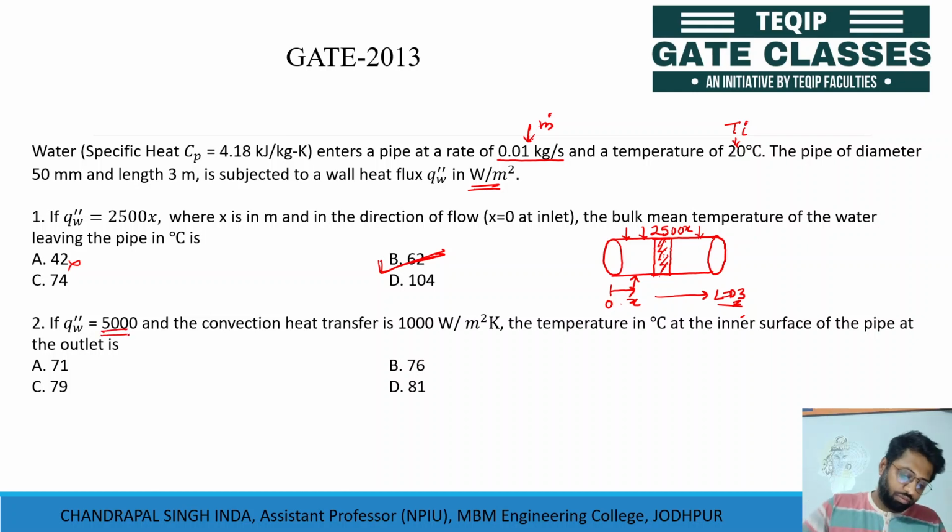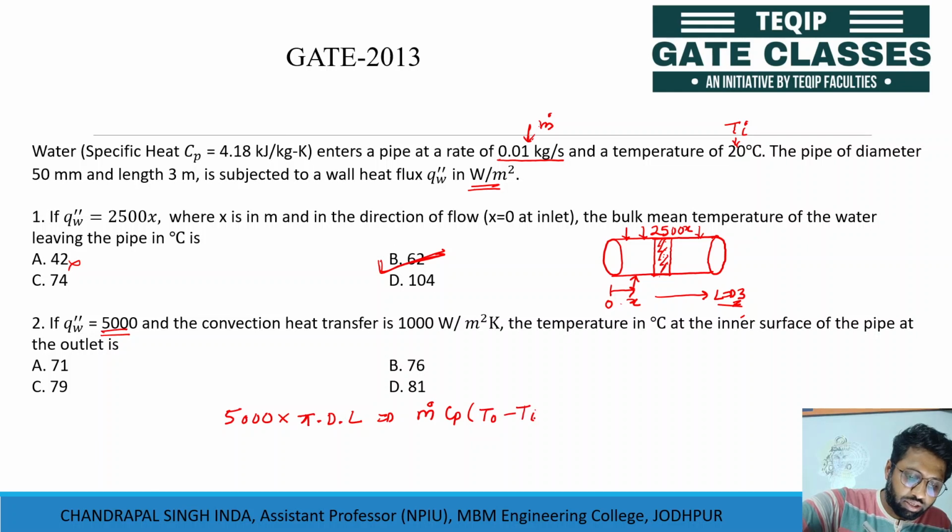Heat flux is given, so this is constant heat flux throughout the wall. So we have to multiply by the surface area so that we can find the total heat flux. So the total heat flux will be 5000 into pi d l, and that heat is going to raise the internal energy of the fluid. So that will be equal to m dot Cp into T outlet minus T inlet. Let's find the value of T outlet again.